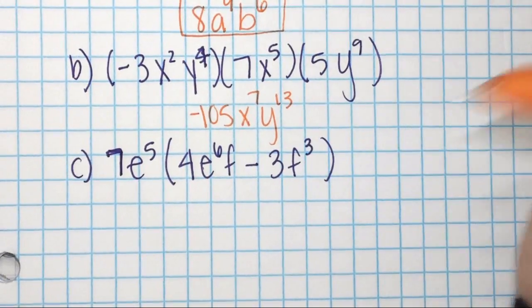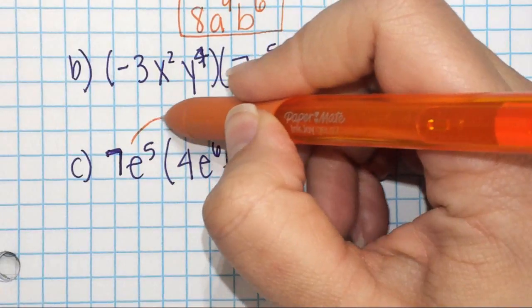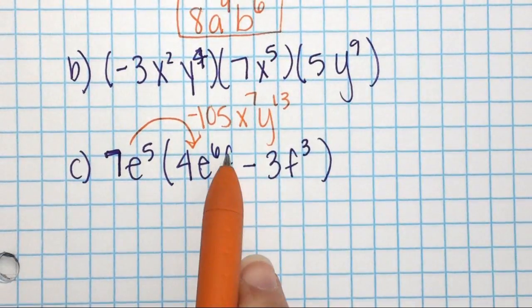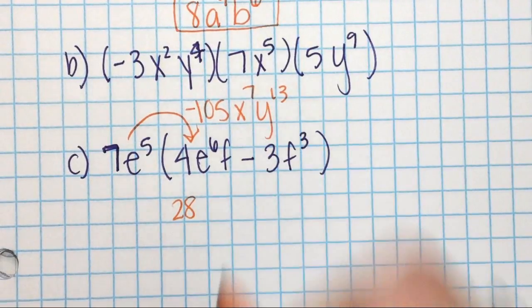Alright, how do we get rid of parentheses? We distribute. Take a point. So we're going to do 7e to the 5th times 4e to the 6th f. So what is 7 times 4? 28.